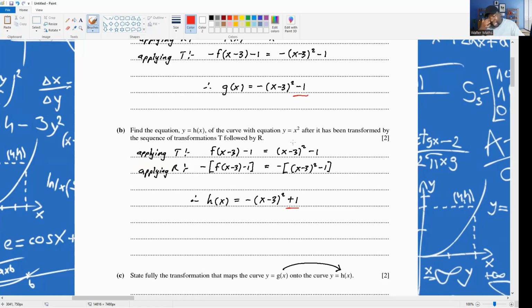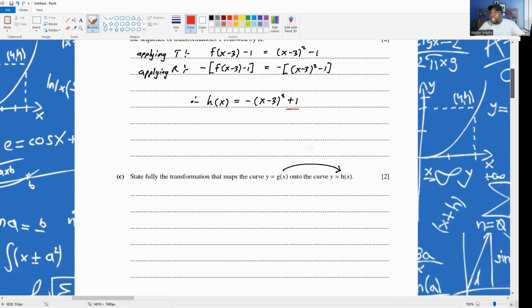So how do we move from g of x to h of x? How do we move from -1 to 1? It is only when we add 2 to g of x. If we say -1 plus 2, that will give us +1, which is the +1 we have on h of x. So technically, we are saying that the transformation is simply a vertical translation.